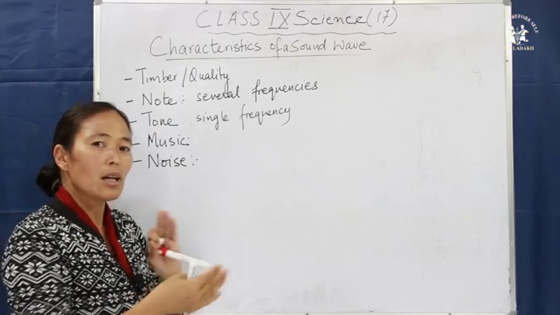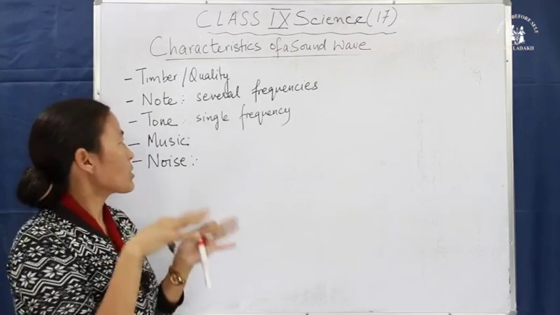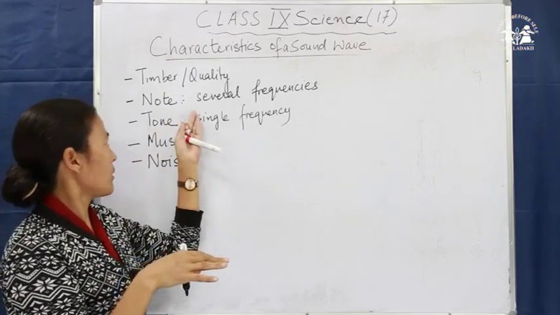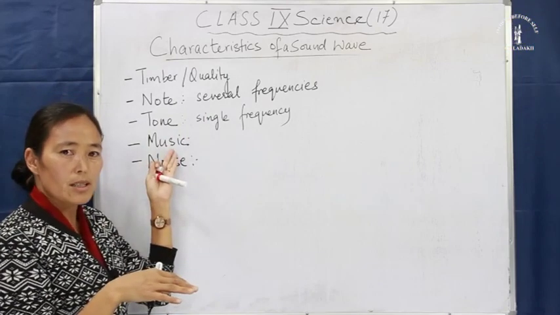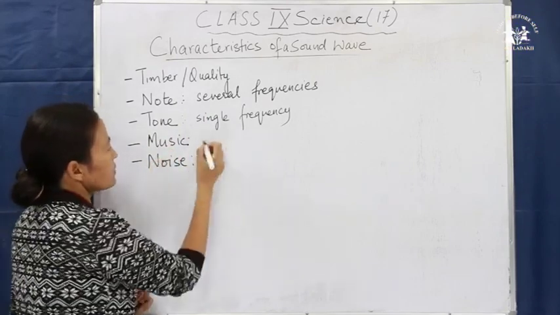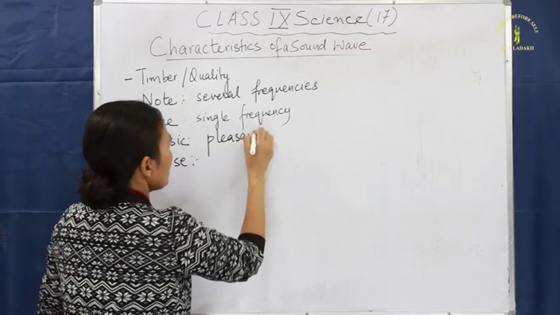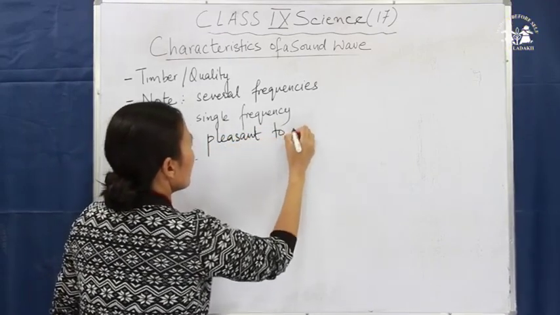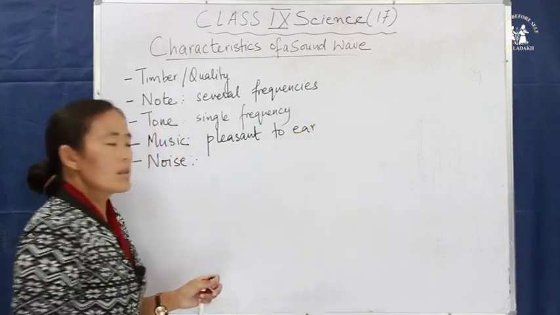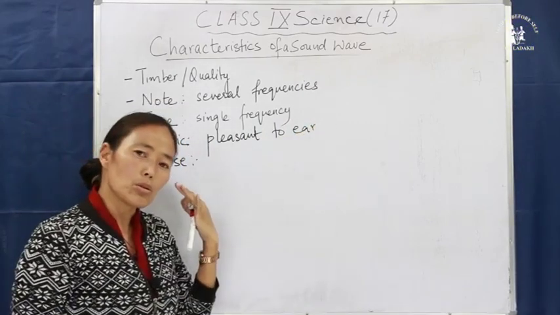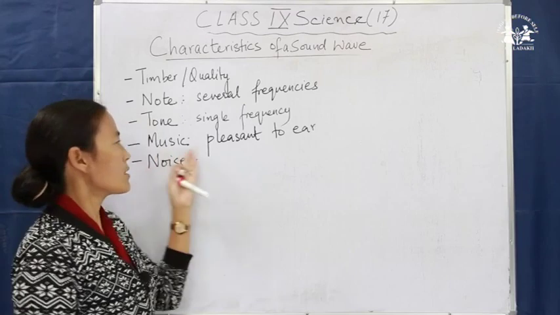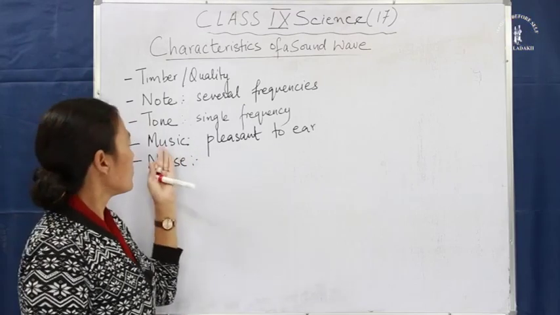Music is defined as sound which is pleasant to the ear. If a sound is pleasant to the ear, now we can say it is music.